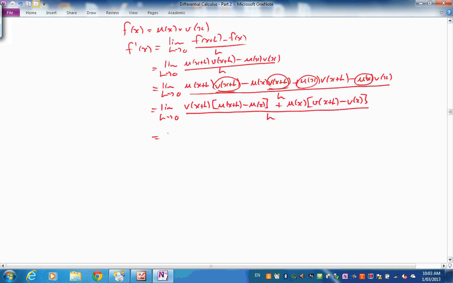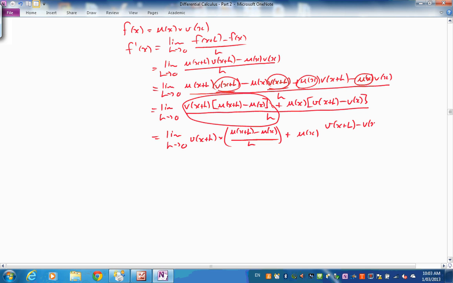Okay. Then what are we going to do? Limit as h tends to 0 of, let's package this first group up. It's v of x plus h times u of x plus h, take u of x, over h. So that's packaging that up, plus u of x by v of x plus h, take v of x, over h, packaging that up. Can you see it now?